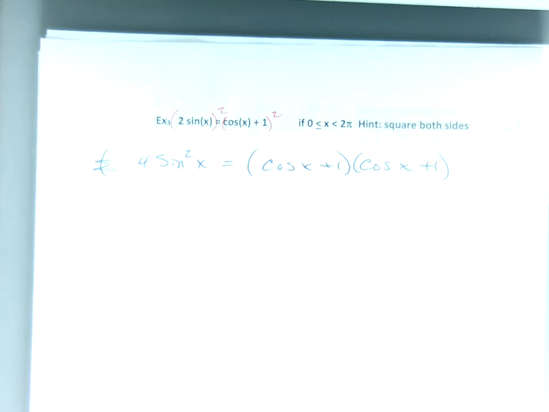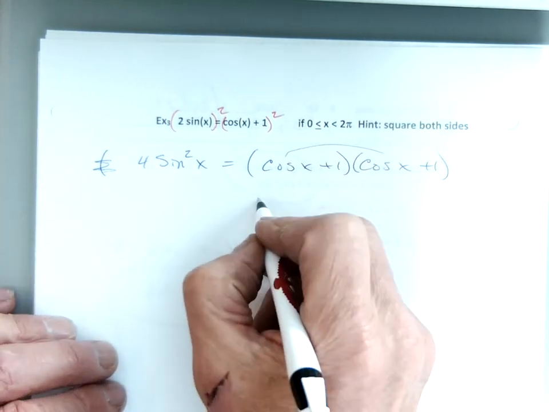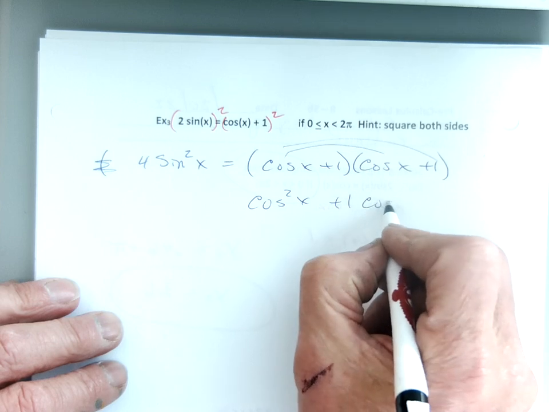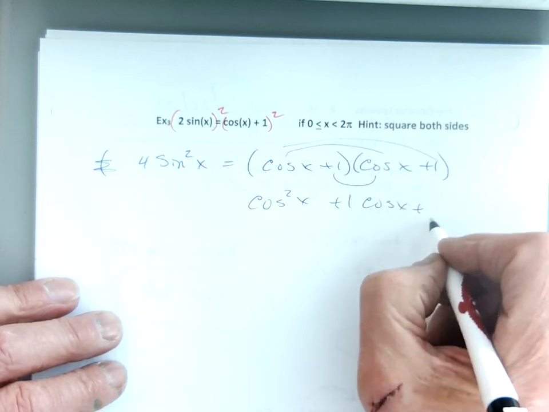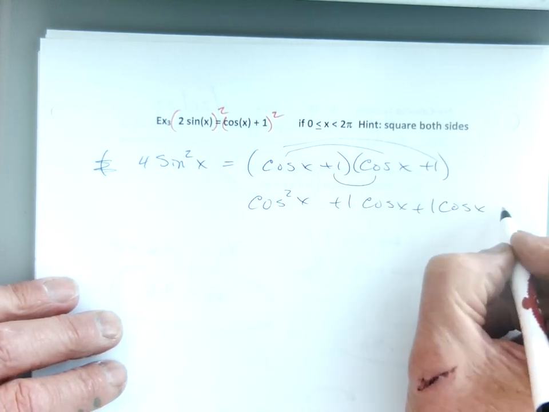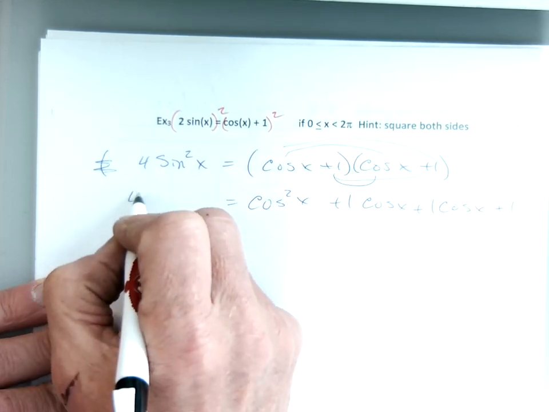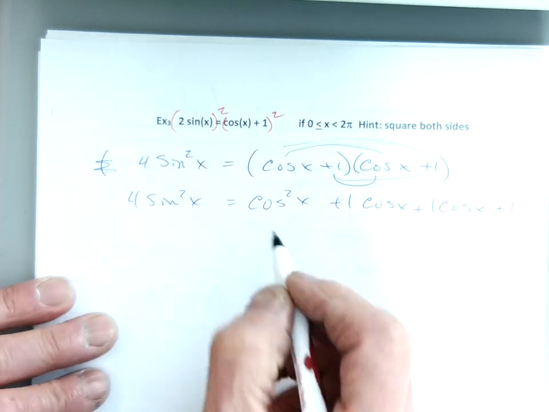Okay, so 4 sine squared, that's easy. But since cosine plus 1 is quantity squared, I'm just going to write it twice, and I'm going to FOIL it, okay? So cosine squared of x plus 1 cosine of x plus another one cosine of x plus 1 equals 4 sine squared of x.